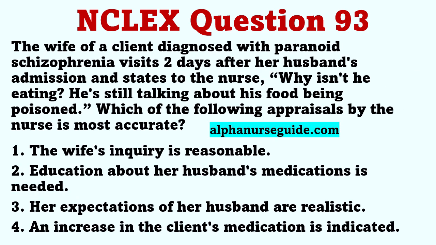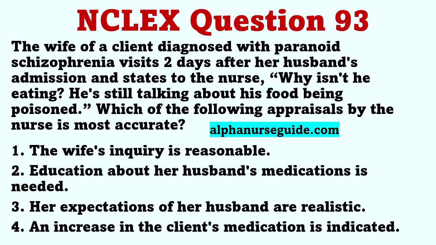The wife of a client diagnosed with paranoid schizophrenia visits 2 days after her husband's admission and states to the nurse, "Why isn't he eating? He's still talking about his food being poisoned." Which of the following appraisals by the nurse is most accurate? 1. The wife's inquiry is reasonable. 2. Education about her husband's medications is needed. 3. Her expectations of her husband are realistic. 4. An increase in the client's medication is indicated.